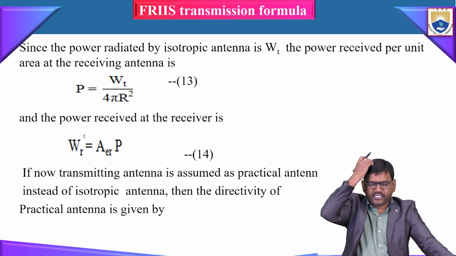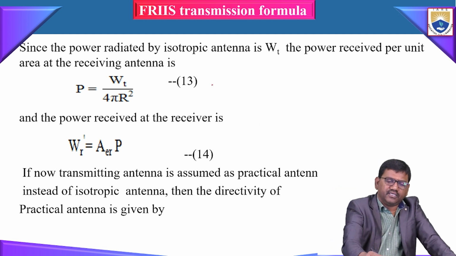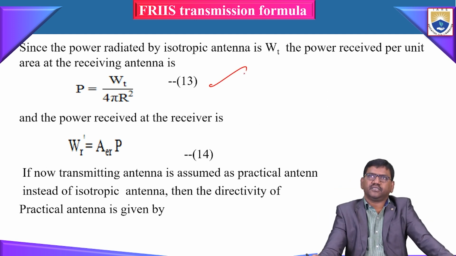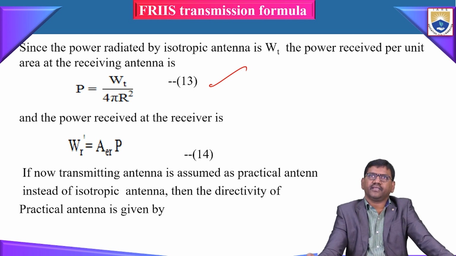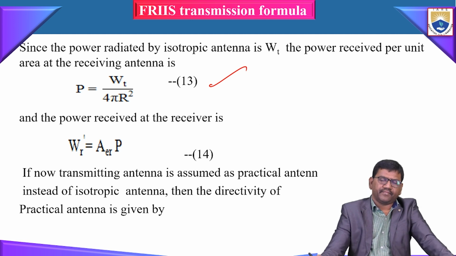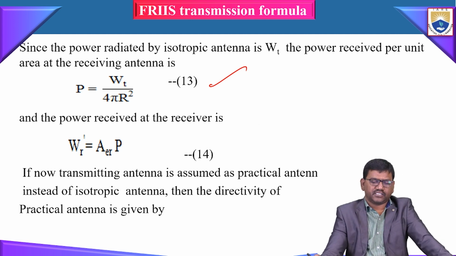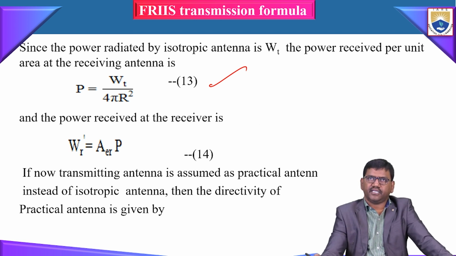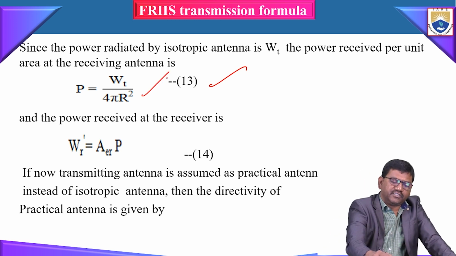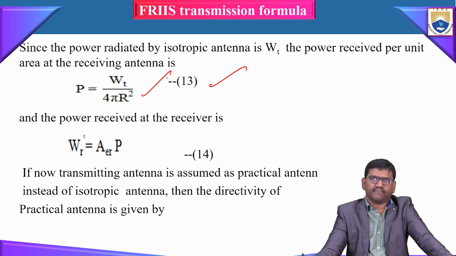Now let us derive the Friis transmission formula. So we know that the power radiated by the isotropic antenna is Wt. Let us assume Wt as the power radiated by the transmitting antenna. And the power received per unit area by the receiving antenna is given by P is equal to Wt by 4 pi r square, where r is the distance between the transmitting antenna and receiving antenna. So the amount of power received by the receiving antenna depends upon the power transmitted.